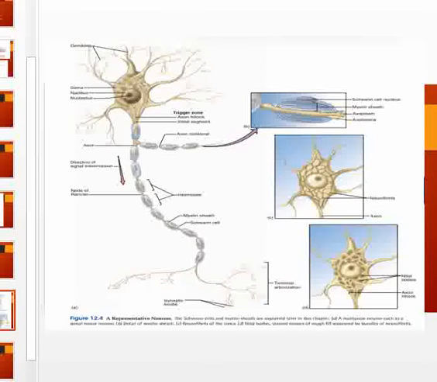On one side of the soma, we have a mound called the axon hillock. If you're able to see my cursor, that is the axon hillock. The axon hillock is where the axon or the nerve fiber originates. The axon is cylindrical and relatively unbranched for most of its length. Although it may give rise to a few branches called axon collaterals along the way, most axons will branch extensively at their distal end.